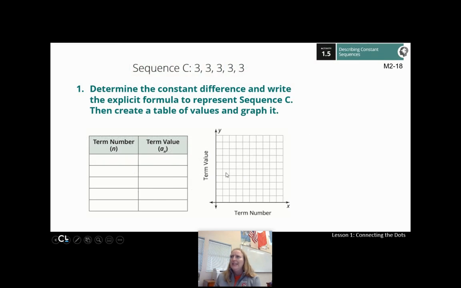It's not good. So what I would like you to do is take a look at your sequence. I would like you to determine the constant difference of your sequence and write an explicit formula, just like we did in the last unit, to represent this sequence. And then once you've done that, put your terms into a table of values. We've done that a million times before. And then graph the table of values. Go ahead and hit pause and then hit play when you're ready to check your work.